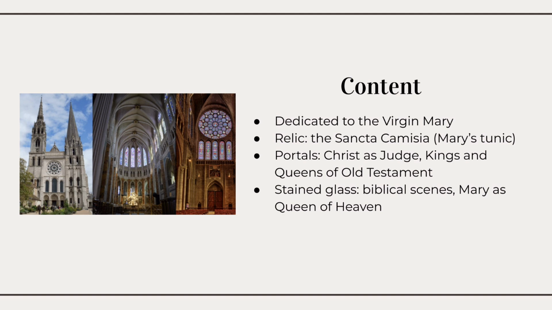The portals on the west facade tell big religious stories. The central royal portal shows Christ in majesty, surrounded by the symbols of the evangelists. On the sides, the jamb figures show Old Testament kings and queens, connecting biblical history to the present and showing the lineage of faith. The stained glass windows continue this storytelling.